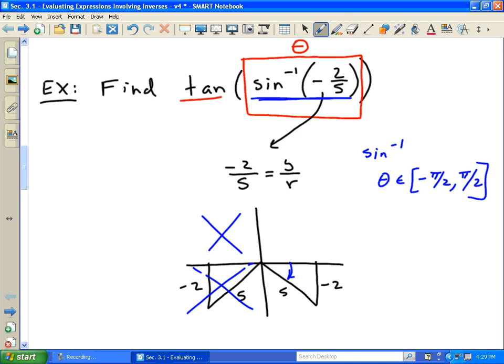Now, once again, I don't care about the actual value of the angle here. Instead, I'm going to go back up and remember, what am I looking for? I'm looking for the tangent of an angle. Tangent of an angle is equal to y over x. So I need a y value and an x value for my picture. I already have a y value, so all I need to do is figure out what x is. Use your Pythagorean theorem. Alright, we don't know what x is. We do know that y is negative 2, and we do know that r is 5.